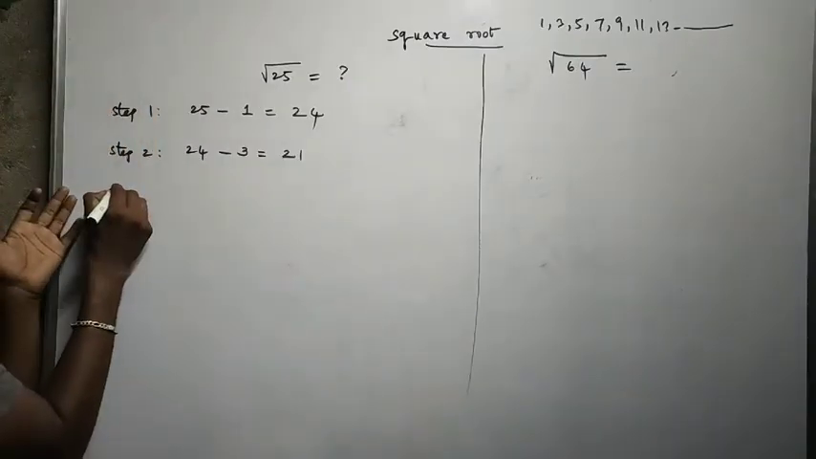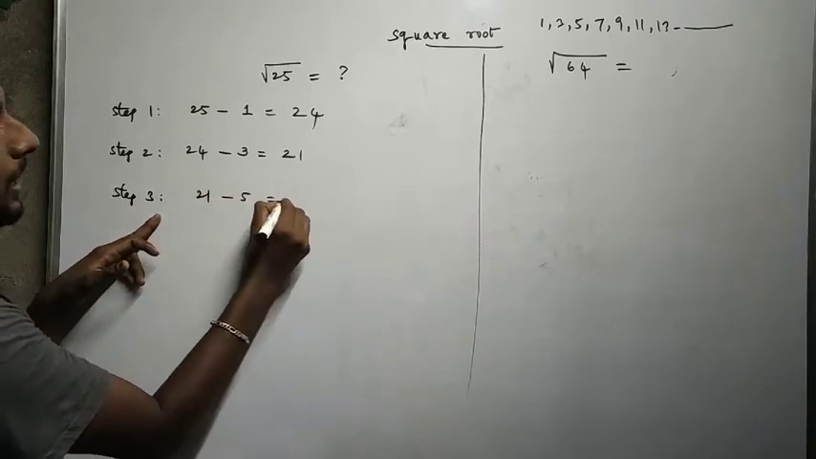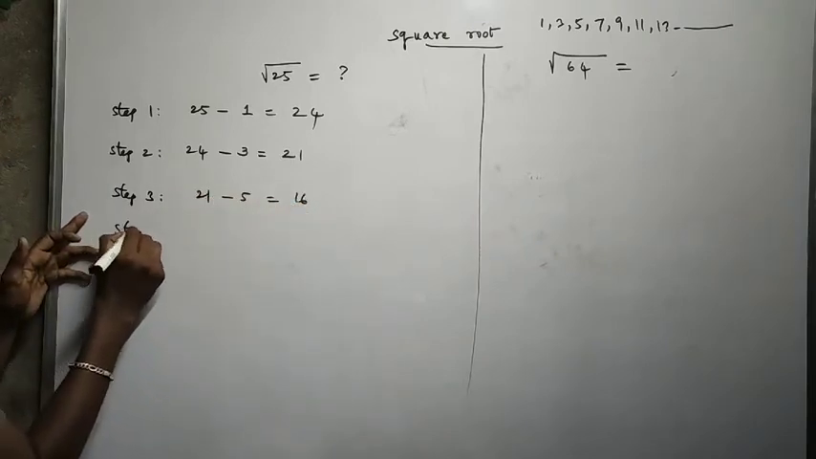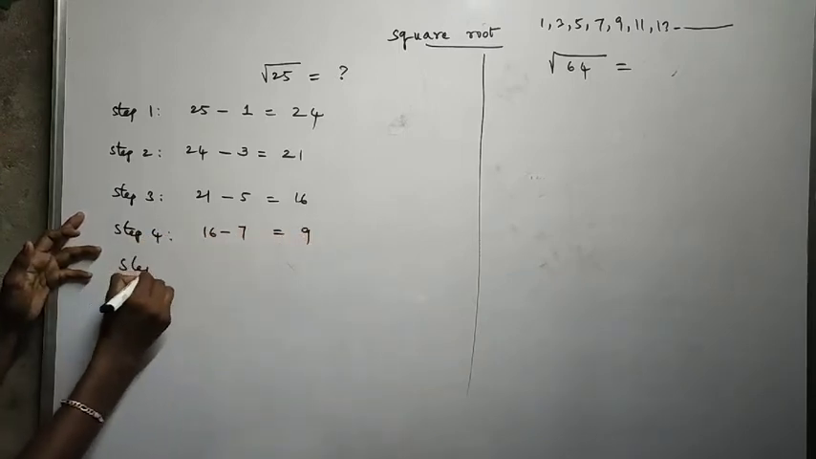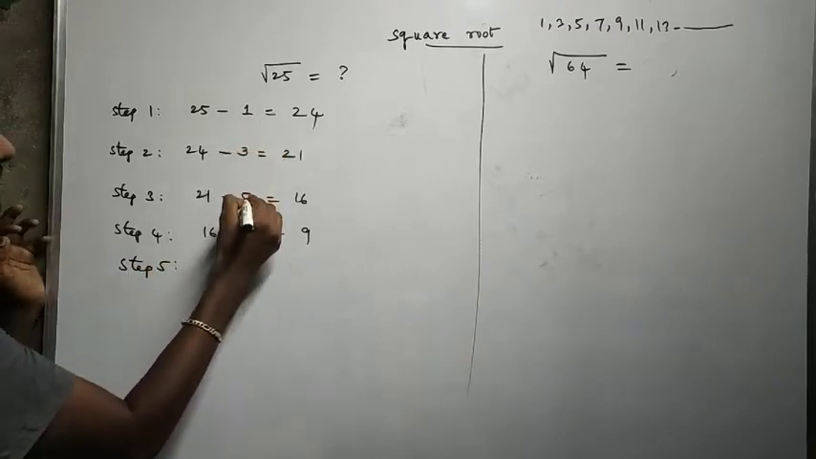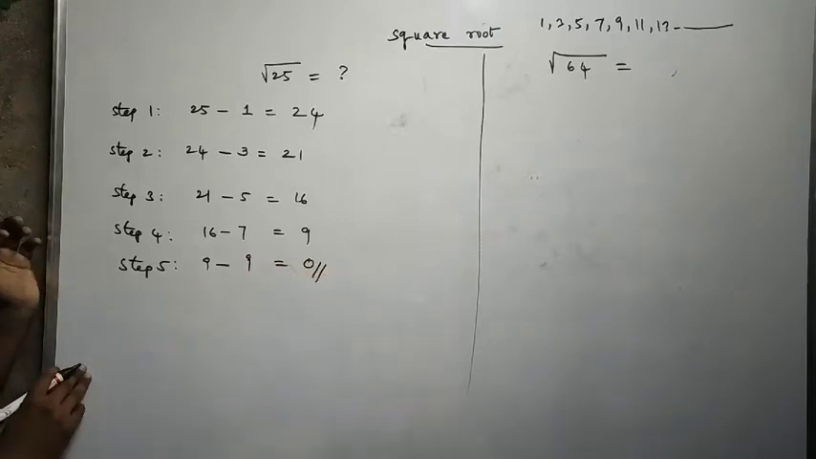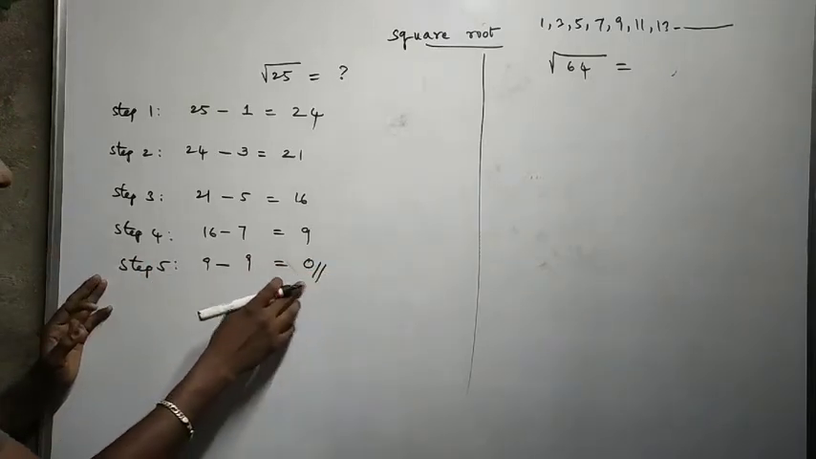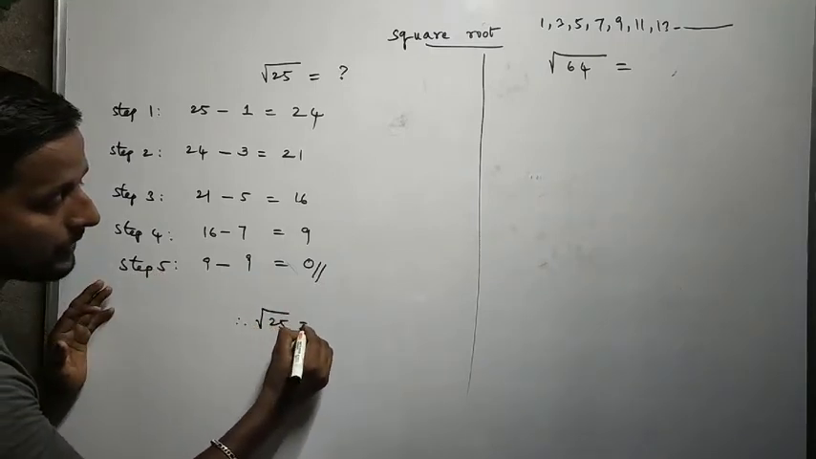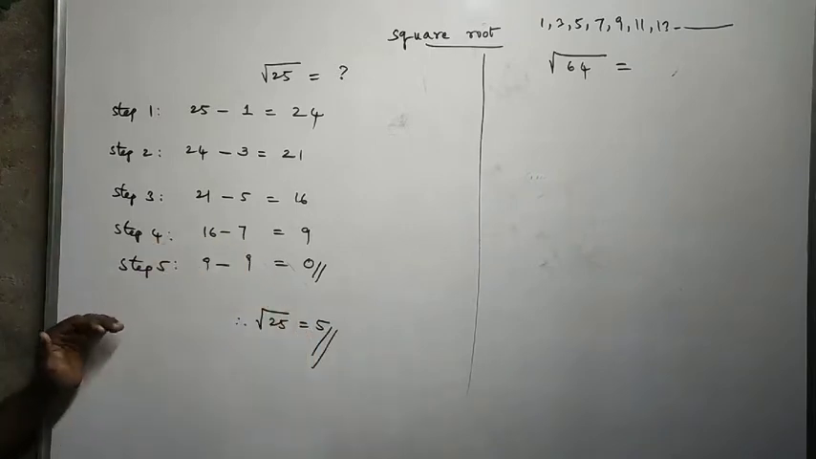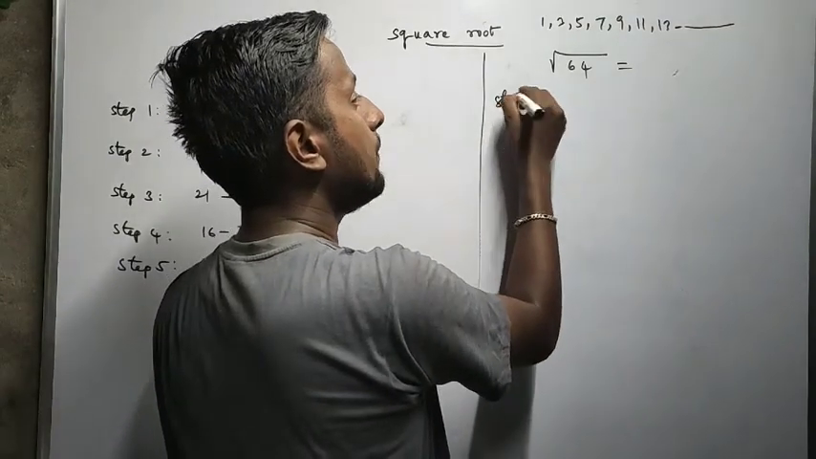In whichever step we get 0, that step number is our required square root. Okay, step 3: 21 minus 5, answer 16. Step 4: 16 minus 7, answer 9. Step 5: look at 1, 3, 5, 7, the next number 9, and we got 0, correct? In which step did we get the remainder 0? In the 5th step. So therefore the square root of 25 is equal to 5. Okay, if you get confused, it is better to write the steps first.